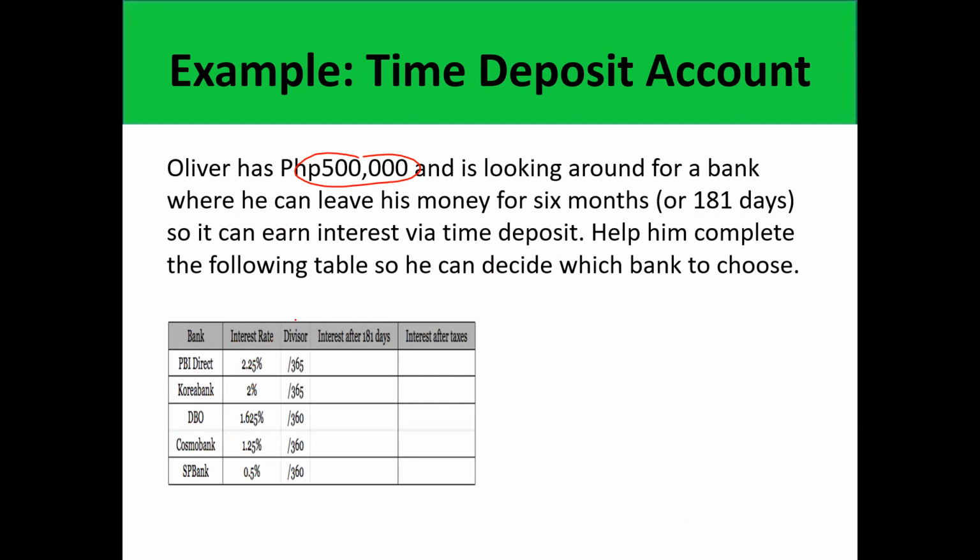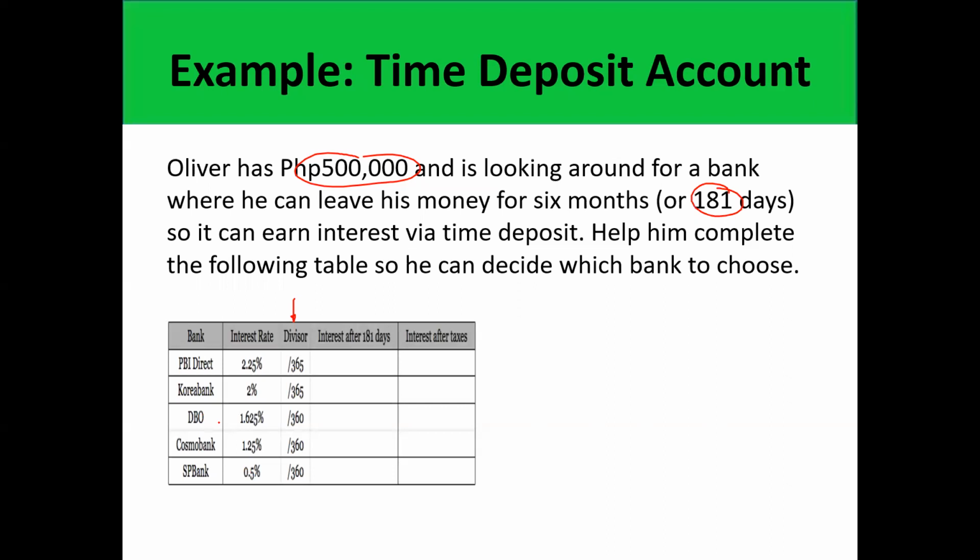Now, however, these banks use the following divisors for the time T, for the term of investment. TBI Direct and Korea Bank use 365 days, while DBO, Cosmo Bank, and SB Bank use 360 days. So, if the term of investment for the time deposit is 181 days, then 181 must be divided by the divisors that are being used by the said banks.